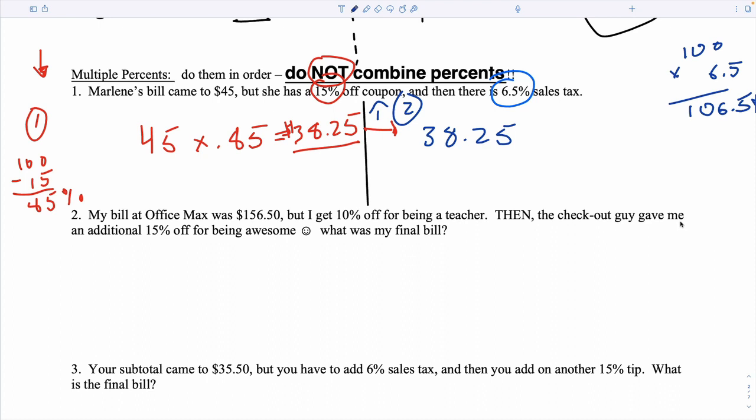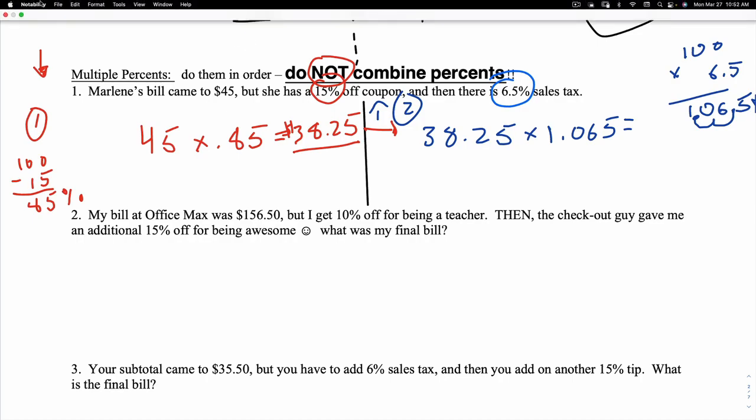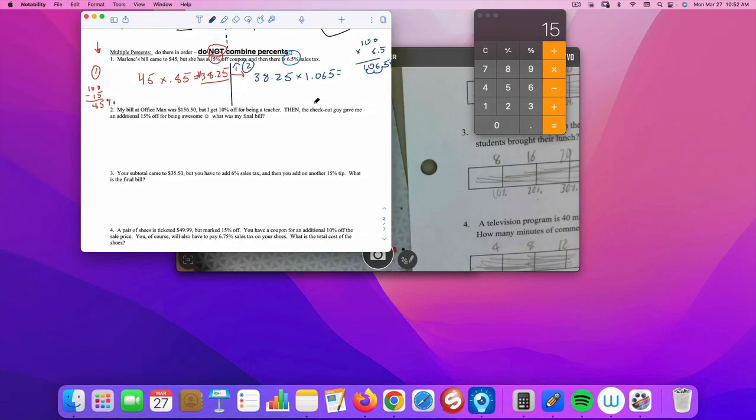I feel like that's a radio station. Paige? Decimal version would be what? 106.5%. What's the decimal? Good. 1.065. That is your final step. Let's throw it into a calculator and see what we get. 38.25.